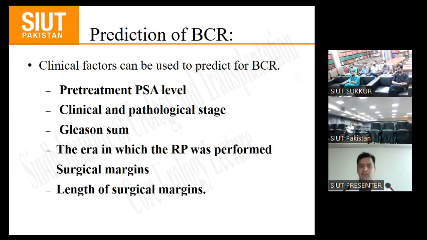Surgical margins and length of surgical margin have more importance. For example, if one patient has positive surgical margins after prostatectomy and pT2, and another patient has negative surgical margins and pT3, the patient with the positive surgical margins and pT2 has a high incidence of recurrence.